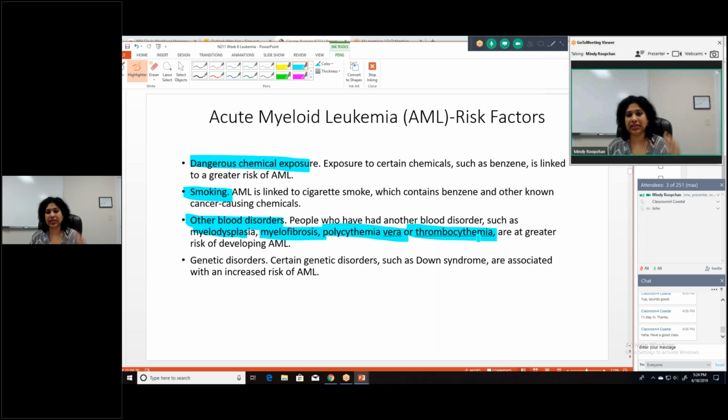And we talked about some of these in previous weeks. So make sure you guys look at all the information. You understand that blood disorders are a risk factor. Also genetic disorders, which we looked at as well.